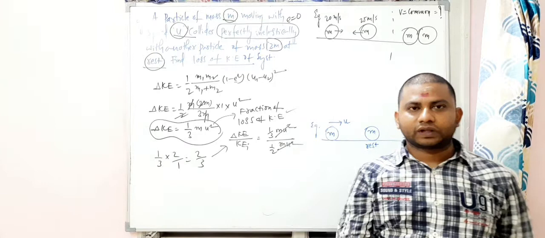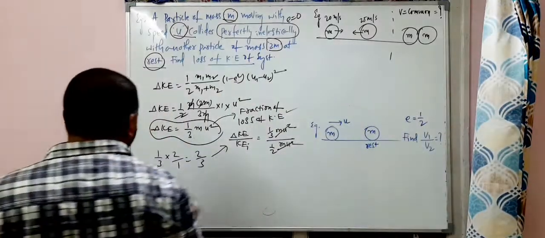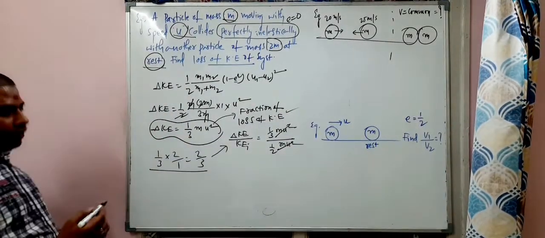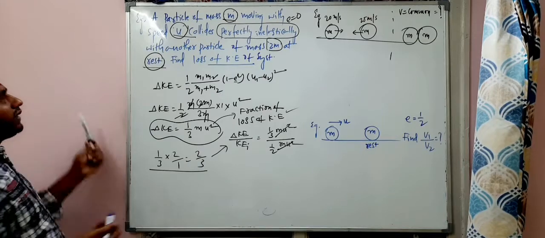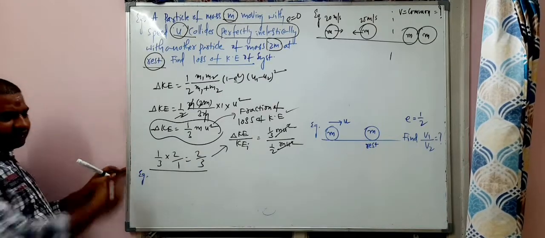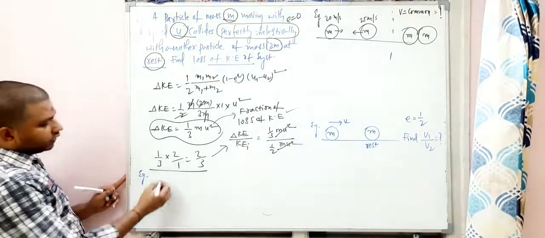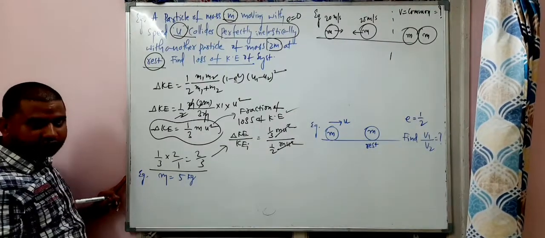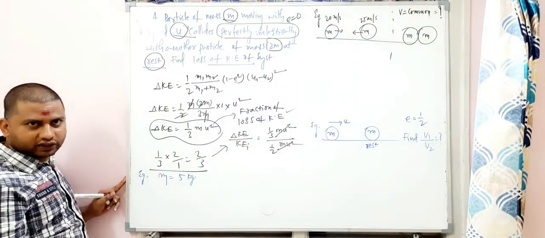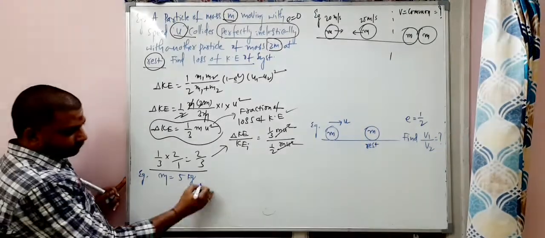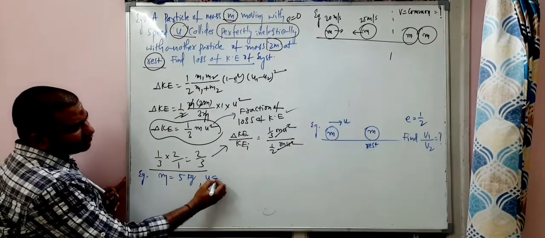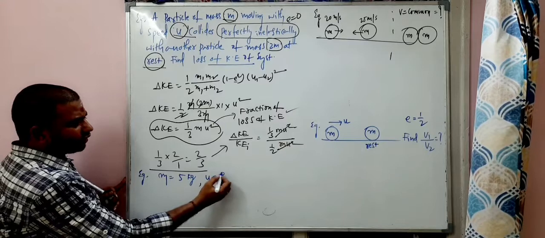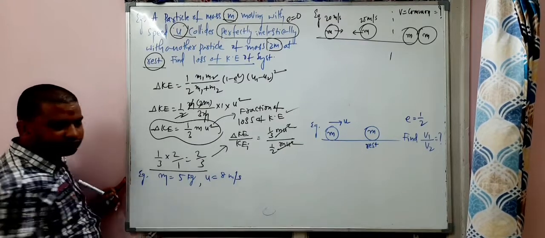Clear? Now, coming back to this. One more point. So the same question can also be asked like this. Let's see another example. A mass of 5 kg is given. Observe, the mass of the body is given as 5 kg, and the initial velocity of this body is 8 meter per second, my dear students.